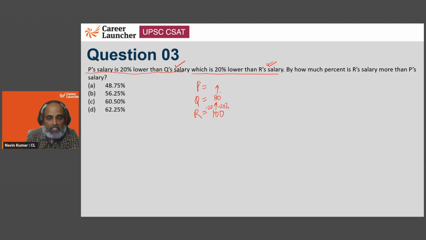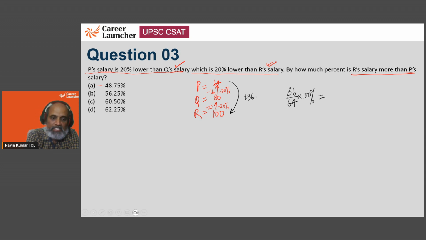Now P's salary is going to be 20% less than Q's salary. 20% of 80 is 16. So this will turn out to be 80 minus 16, which is 64. Now, how much percent is R's salary more than P's salary? So R's salary is 36 more than P's salary. So percentage-wise, it's 36 by 64 into 100%.